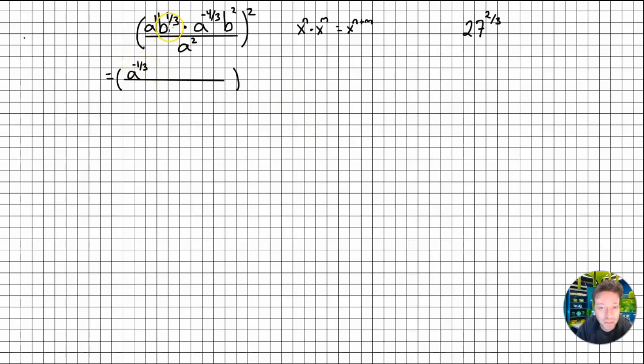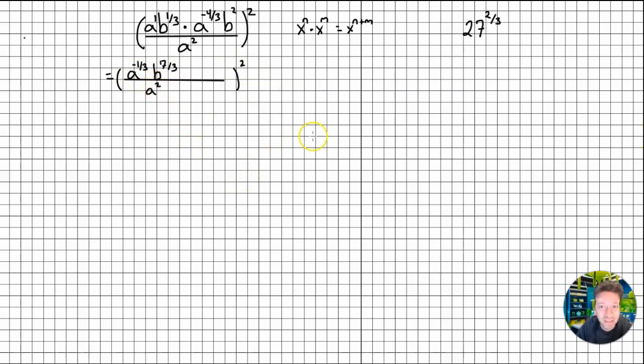Now we can do the same thing with b. So here we have b to the 1/3 times b squared. So we add the exponents, 2 plus 1/3. So this becomes b to the power of 7/3. Look how much we simplified that. I didn't need to make this bracket so big. So we still have that squared there, and we're still dividing by a squared.